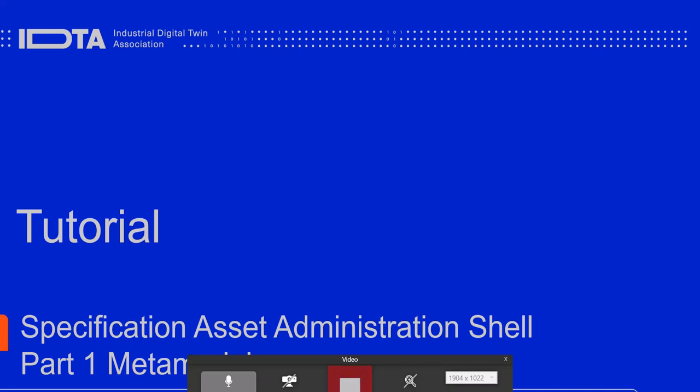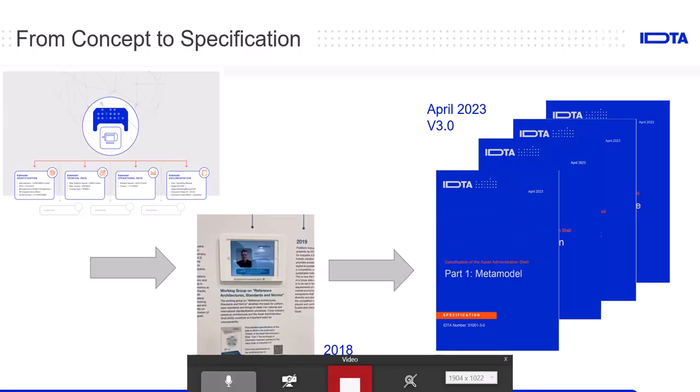This is a tutorial about the specification of the asset administration shell, part 1, the Metamodel, and it is about version 3.0. 3.0 was published in April 2023. So let's start.